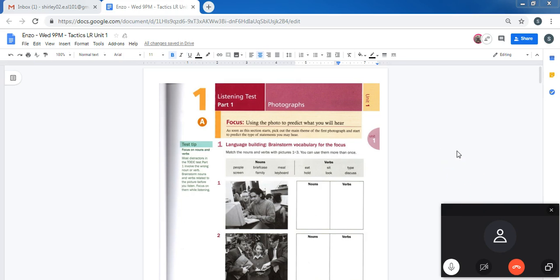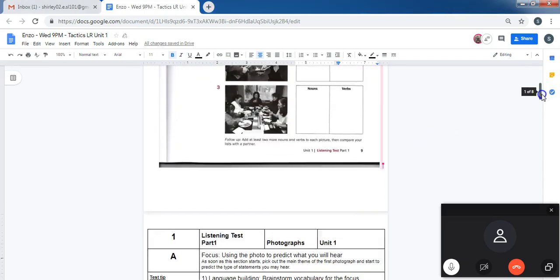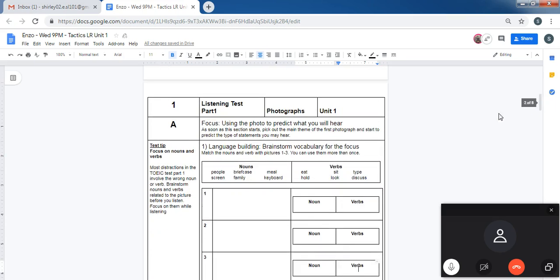Okay, so this is a copy of the book, Enzo. The first part of it is going to be a listening test. Can you go to page 2? Then I want you to read first the test tip on this side.